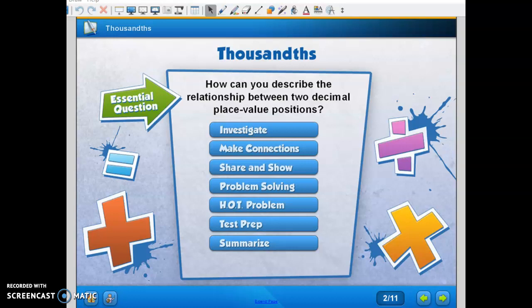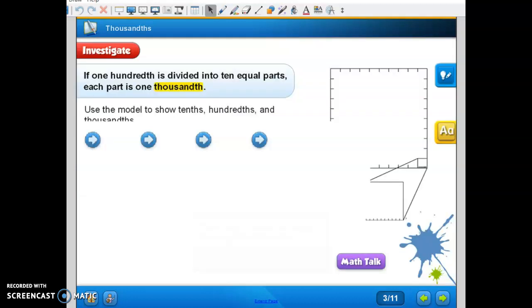Okay, today we're looking at lesson 3.1, the thousandths. Our question for today is, how can you describe the relationship between two decimal place value positions? So we're going to investigate that by drawing some models. If a hundredth is divided into 10 equal parts, each part is a thousandth.